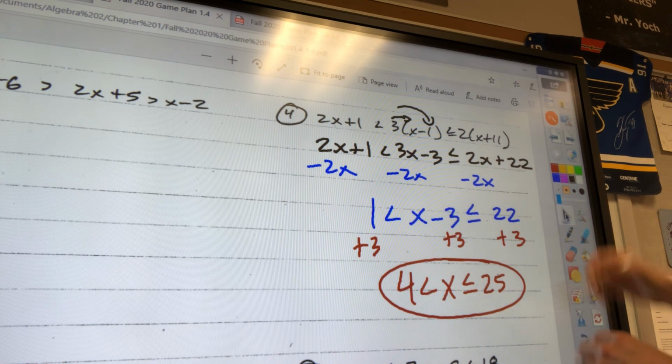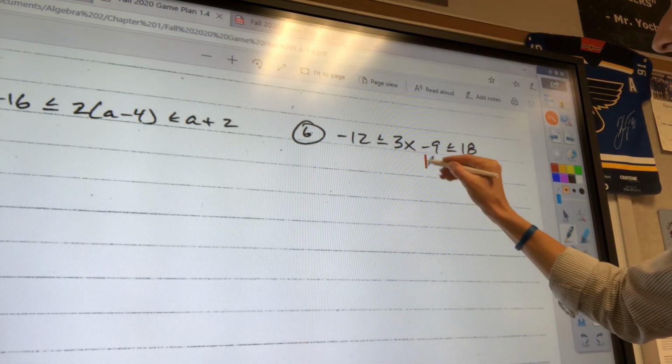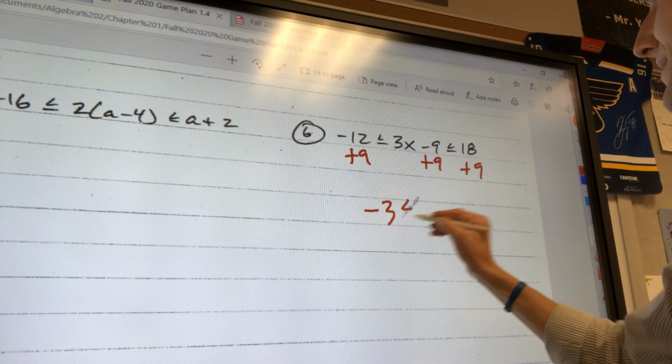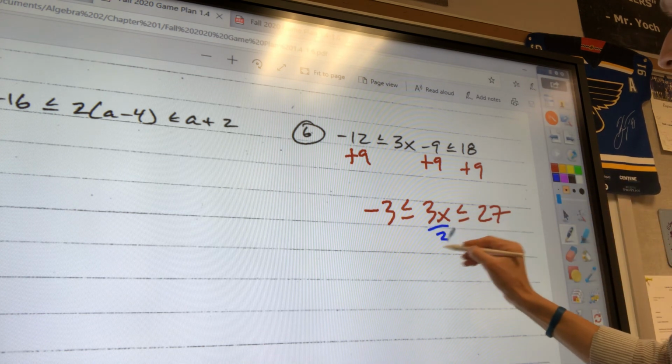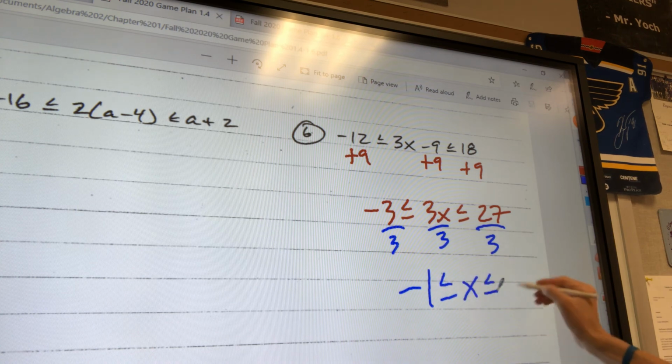Lastly, as you know, I have to go somewhere here. Let's talk about number 6. Add 3 to all regions. -3 less than or equal to 3x less than or equal to 27. Divide by 3. -1 less than or equal to x less than or equal to 9.